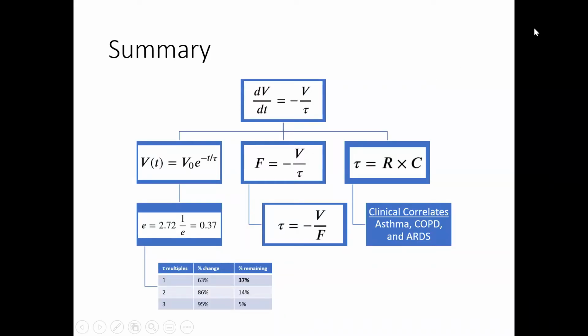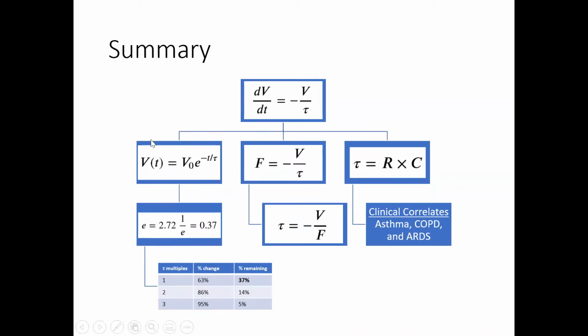Okay, let me now summarize the discussion by using equations. We started with this initial equation that reads as dV over dt, or the rate of change in volume, equals the volume itself divided by tau. That means the rate of change in volume is proportional to the volume itself and inversely proportional to tau. This is a first order differential equation, and the solution to this differential equation is this equation here.